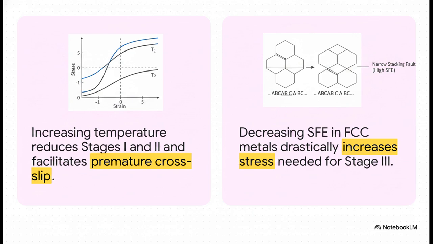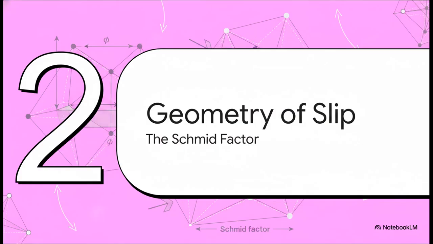On one hand, increasing the temperature provides thermal energy that facilitates premature cross-slip, which effectively shrinks stages 1 and 2 and lowers the critical resolved shear stress. On the other hand, particularly in face-centered cubic or FCC metals, decreasing the stacking fault energy creates wider stacking faults. This statistically inhibits cross-slip. A brilliant real-world example of this is copper with 30 atomic percent zinc. Its extremely low stacking fault energy forces stage 2 to extend to notably high stress levels before stage 3 can ever even initiate. Moving on to Section 2, geometry of slip activation and the Schmid factor.